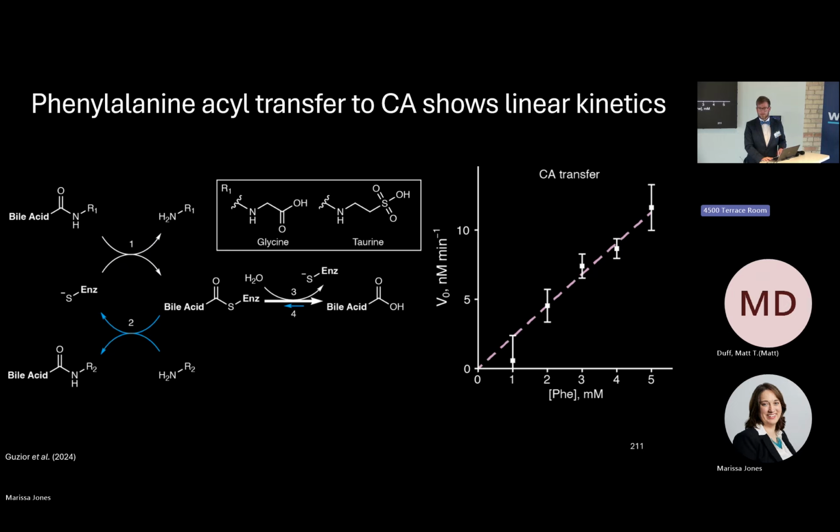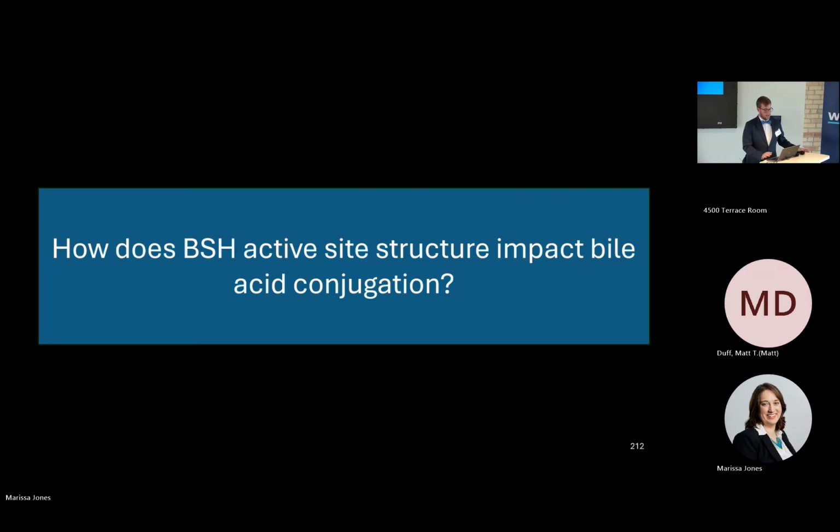However, the rates of transfer are about 10-fold lower, further supporting that, yes, cholate can form a bile acid enzyme intermediate. It is just significantly less favorable. Now, we then wanted to see, all right, what other characteristics of the enzyme impact MCBA production? How does the active site in particular impact this?